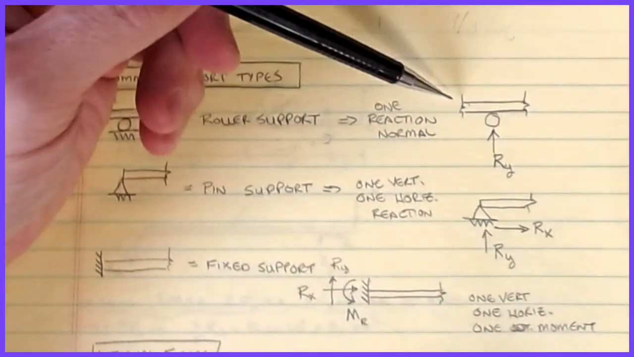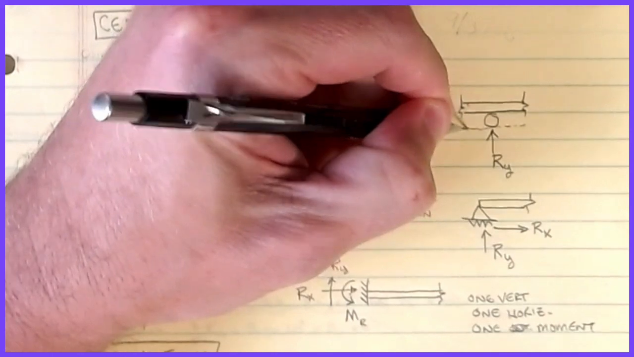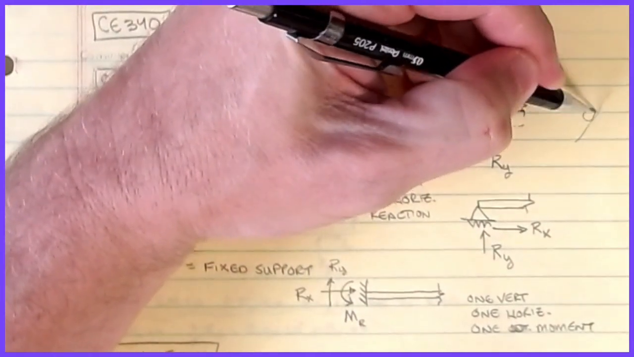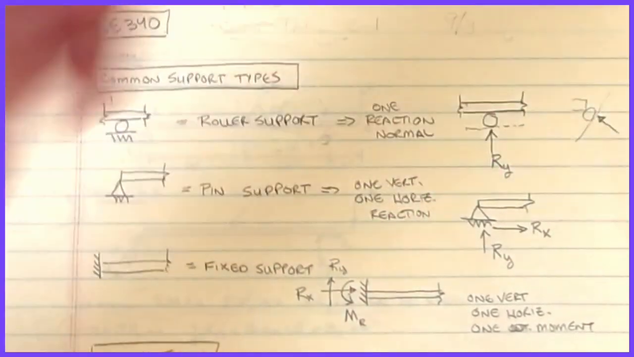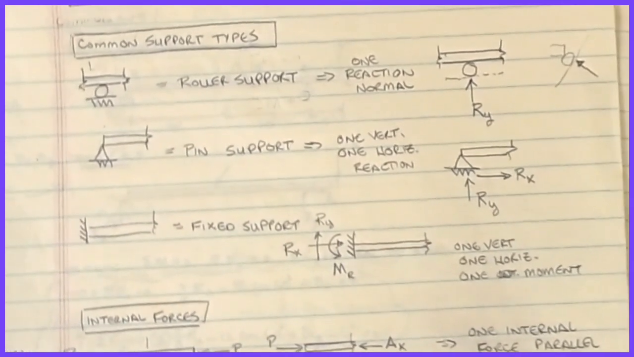Okay, for a roller reaction, it's a single vertical. This is oriented such that it's perpendicular to the support surface. So if you have a support surface here with a roller on it, then your reaction has to be perpendicular. It has to turn also. So that's the orientation of a roller. If you can just remember that orientation, you should be in business.